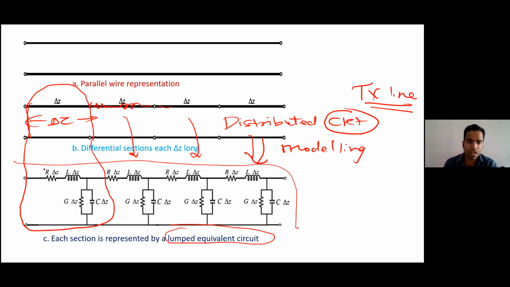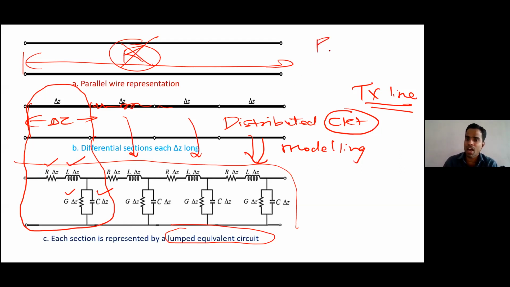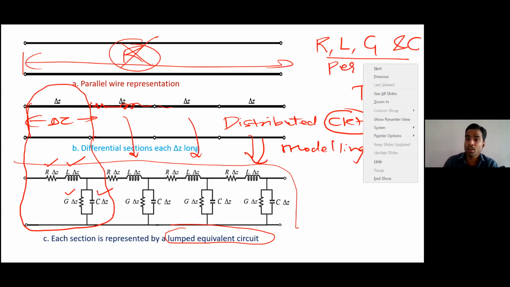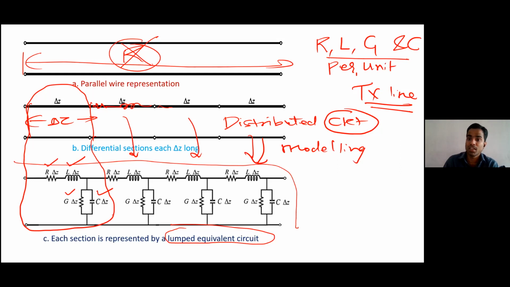So we have already seen that there are parameters like R, L, G, and C, which are all distributed. But this R is not for the entire line. It is for this subsection. This L is not for the entire line, this is for this subsection. This G is only for this subsection, and this C is only for this subsection. So that means here we define our R, L, G, and C per unit length.